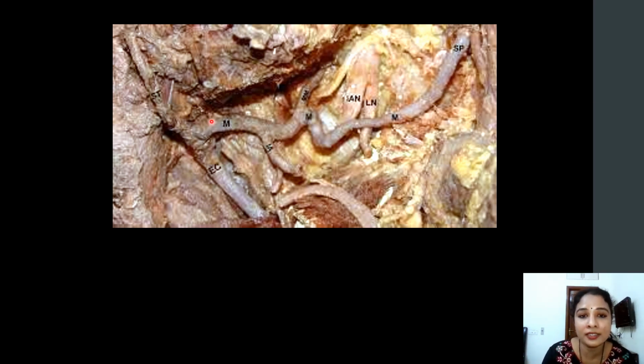So here we can see a beautifully dissected image of maxillary artery. We can see the maxillary artery and a few of its branches also we can see here. And this is the mandibular nerve.